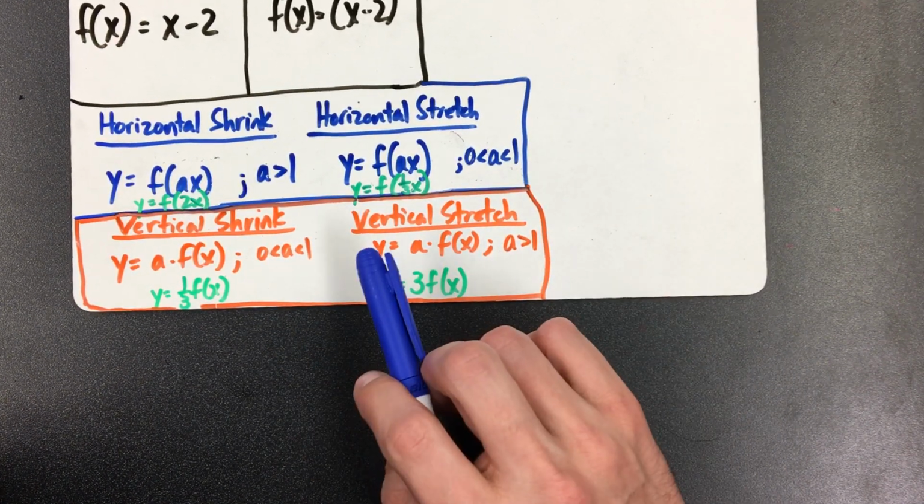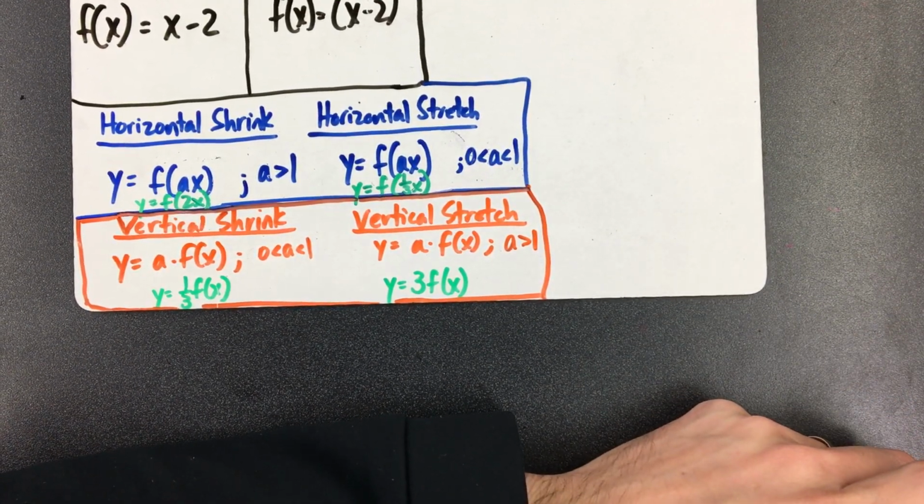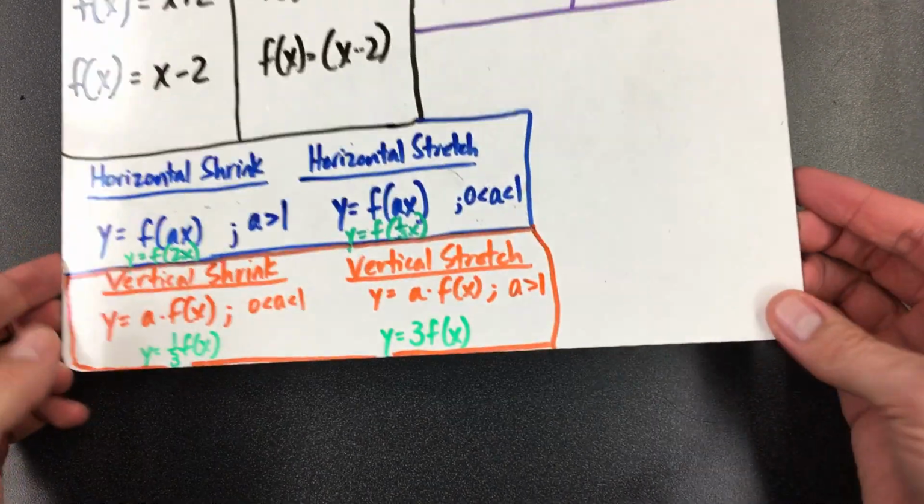The vertical ones are easy. It's only those horizontal ones that are kind of backwards, and so they always make me stop and think. But the good news is those horizontal ones don't show up very often when it gets to questions.